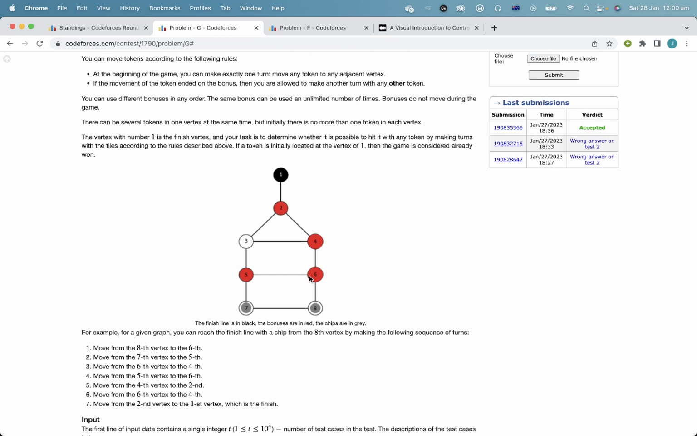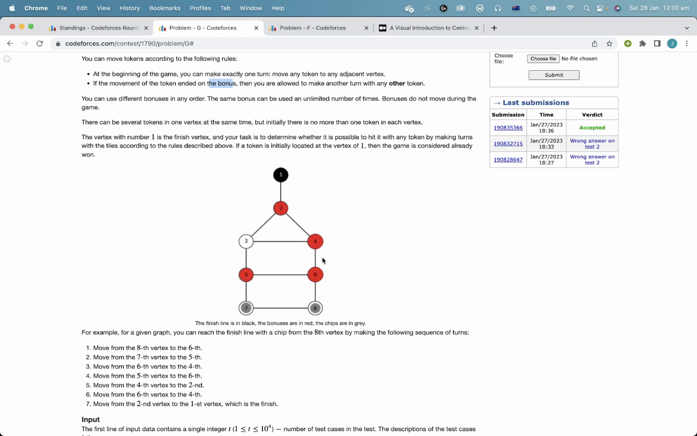The process is, first we move a token to an adjacent vertex, and then if that token ended on a bonus tile, then you move another token, and so on. So until you've reached node 1, every token that you move must land on a bonus tile. If it's not a bonus tile, then the process terminates and you end.